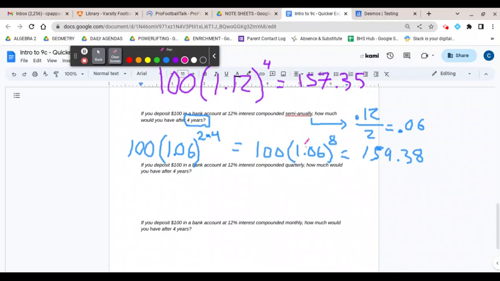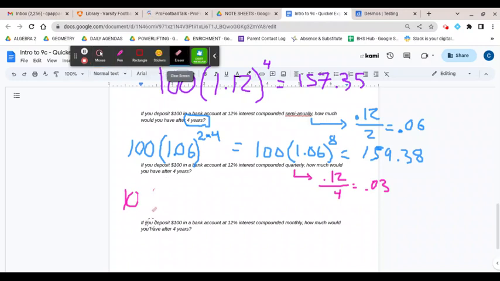All right, same thing. We have $100, 12% interest compounded quarterly. Okay, so quarterly is 4 times per year because there's 4 quarters in a year. So we'll take our 0.12 interest and divide it by 4. And so now we're going to be at 3%. So we're going to have 100 multiplied by 1.03.